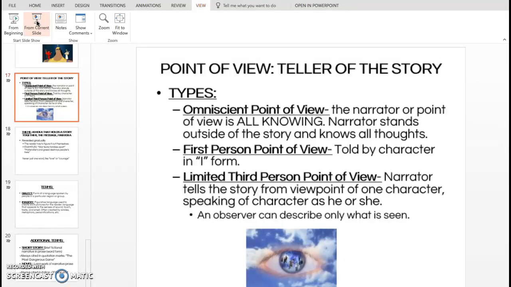The second is probably the most common, and that is first-person point of view. This is when the main character tells the story in I form, meaning they speak from their own perspective.